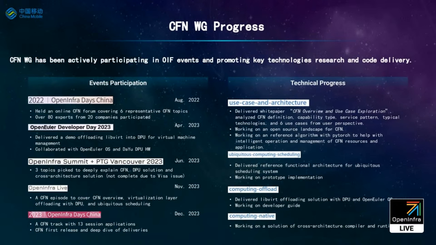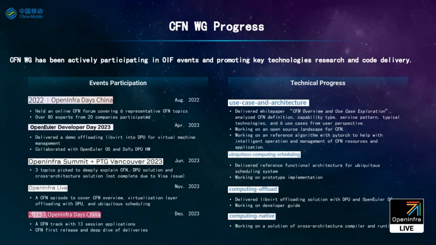Together with the Open Infra Committee in China, we are preparing the Open Infra Days in China 2023. We have a CFN track and we have received 13 submissions. We are currently making arrangements for Open Infra Days China as well as the CFN Forum. And in the CFN Forum, we will officially release our CFN achievements. That's all for the events.